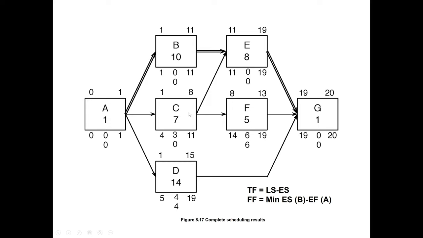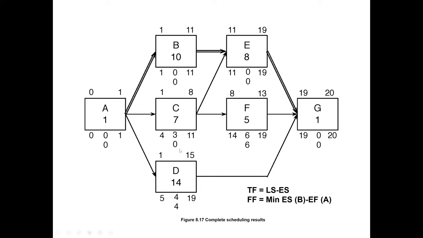For C there are two following activities. For C there are two arrows. One is E as the following activity and one is F as the following activity. So here we have to choose the minimum. The early start of the following is 11 for one and 8 for the other. So we will take this 8, that is the minimum. So 8 minus 8 is 0.